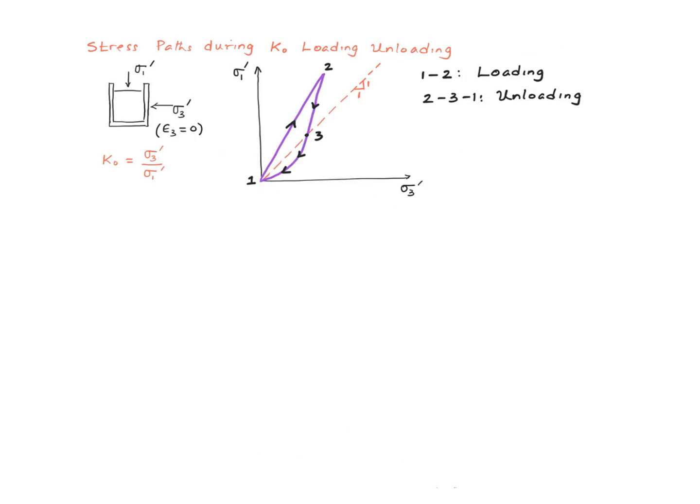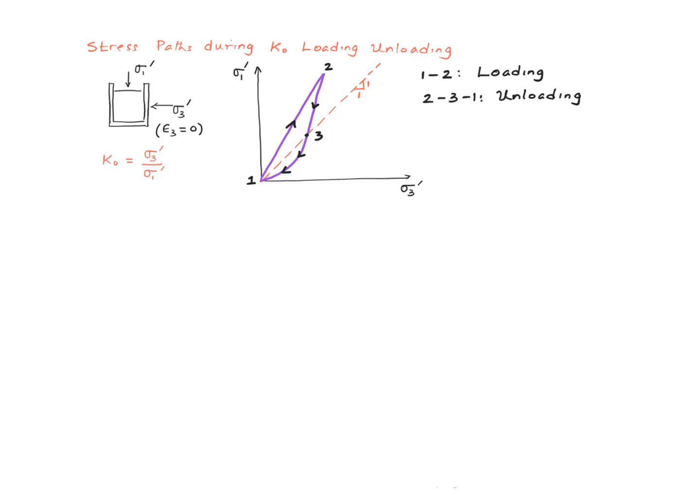So we are considering the stress paths during K naught loading, unloading. So what exactly are we doing? Well, we put some soil slurry into a cylinder, consolidate it by increasing the vertical stress, and then unload it back to 0.